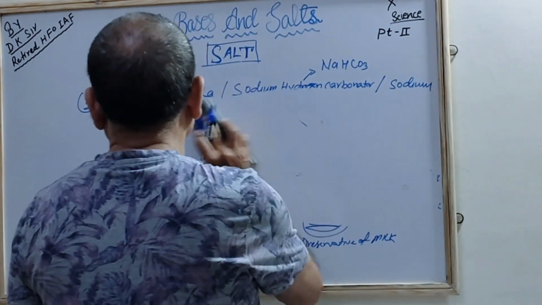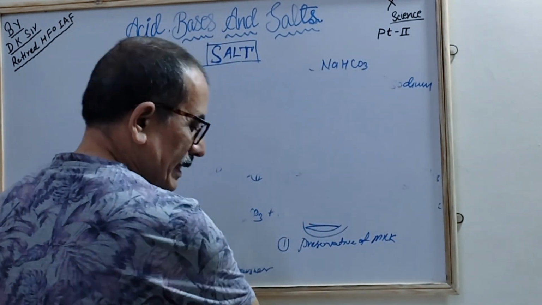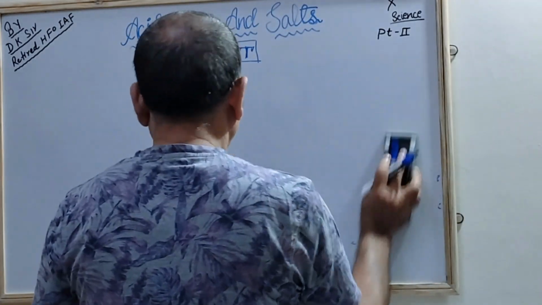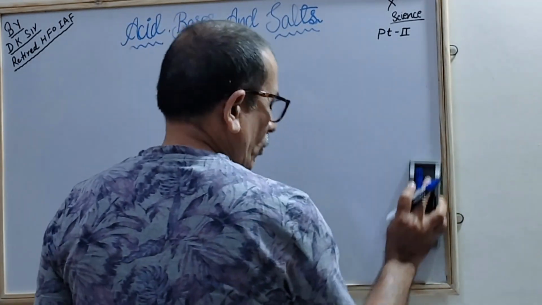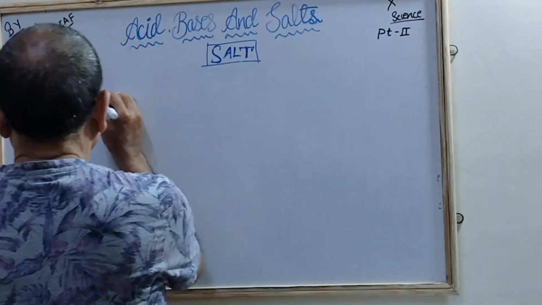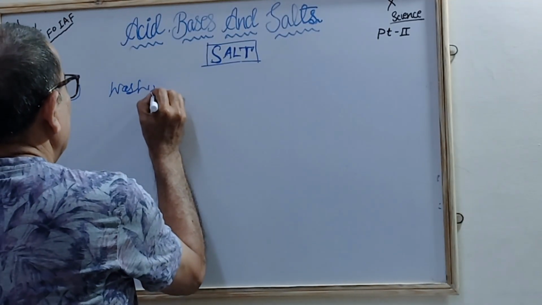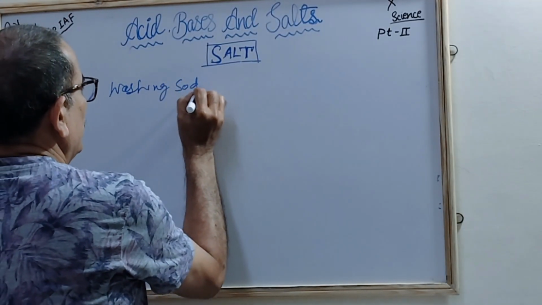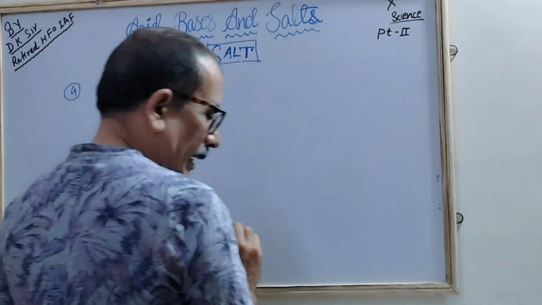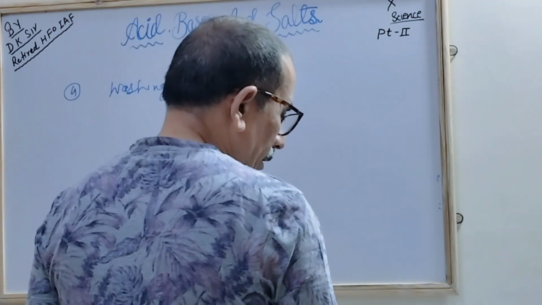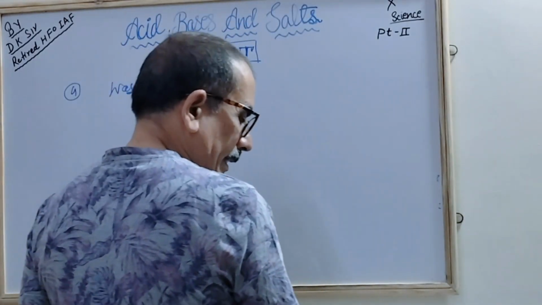The next is the fourth. The fourth we will see, what is that? The fourth is washing soda. Very important. The washing soda. What is the name of that? The sodium carbonate. The sodium carbonate plus 10H2O.